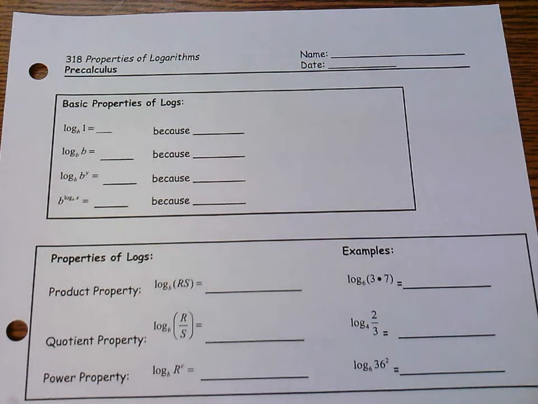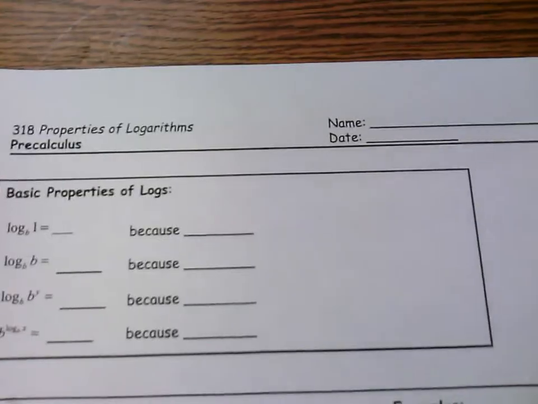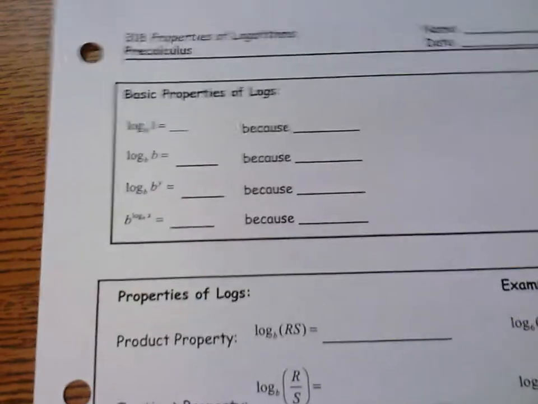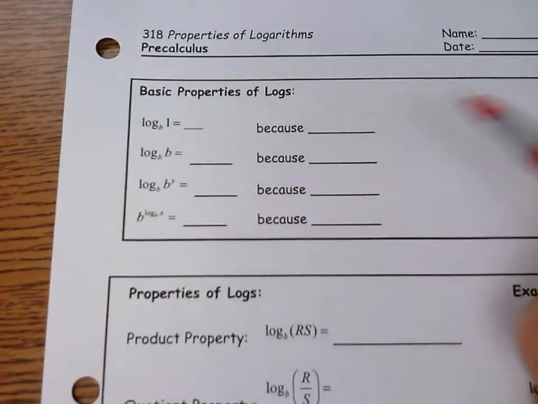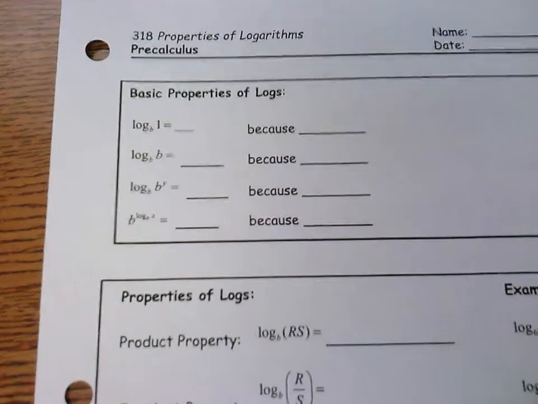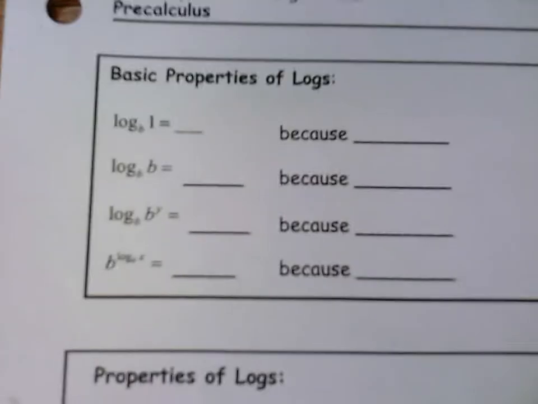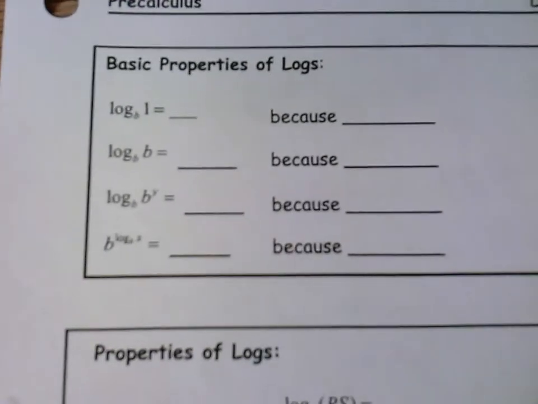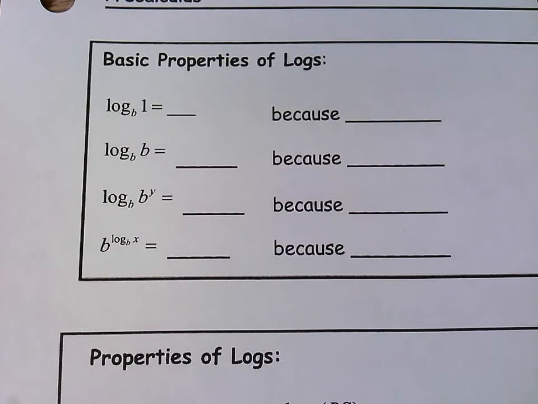Anyone have this? So the first four things on here aren't really earth-shattering properties. They're things that you probably could already evaluate. Like whenever I take the log of 1, what does the answer always have to be? No matter what the base is, the answer is always going to be what?